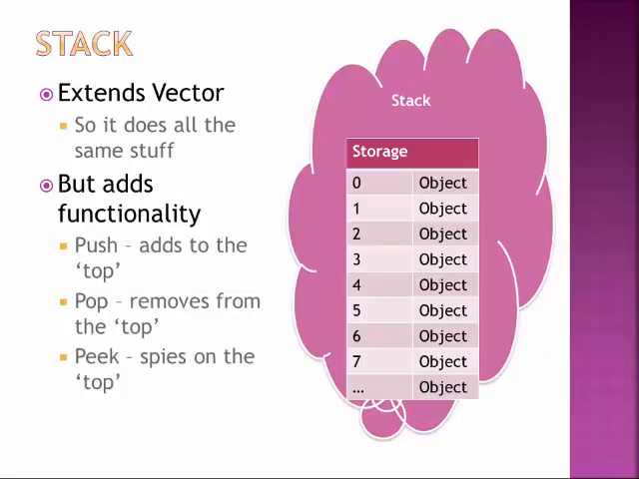The stack, as I said, is very similar. It actually extends the vector class. It does everything the vector class does. It's basically an array list, but it has the functionality push, pop, and peek. So push, as we said, puts a piece of paper at the top of the stack. Pop removes a piece of paper from the top of the stack. And then peek allows us to look at that piece of paper but not take it off the stack. Those are the three features that really make up a stack.